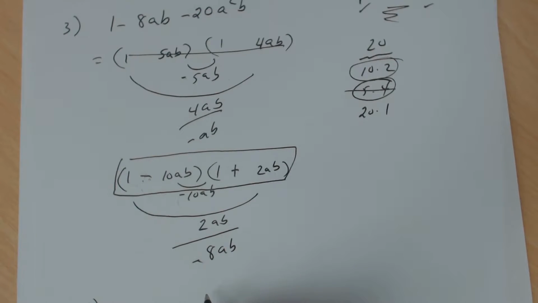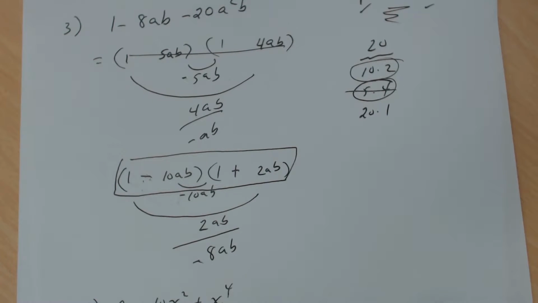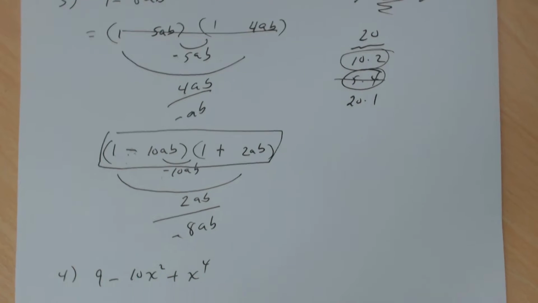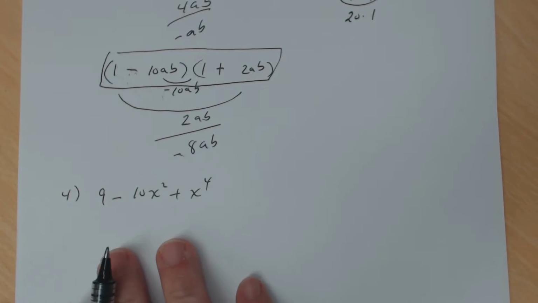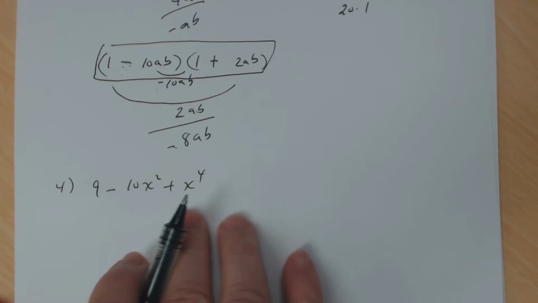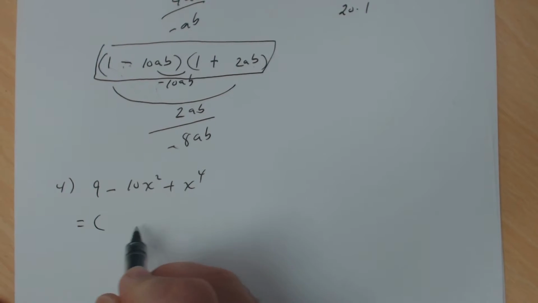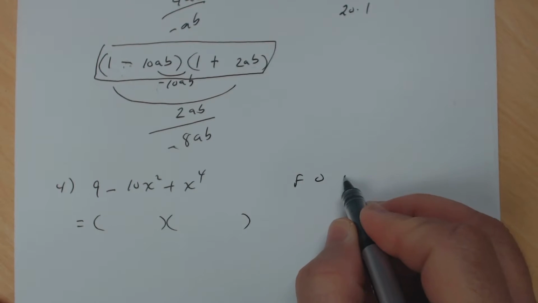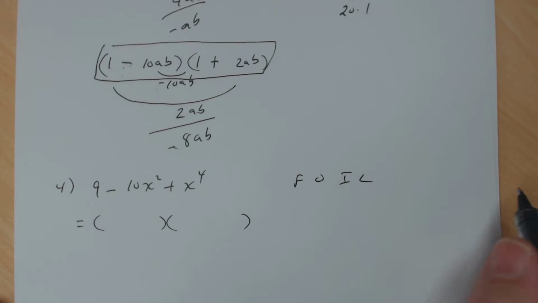Suppose we had 9 minus 10x squared plus x to the 4th. Okay, so the GCF is 1. I'm going to go ahead and leave it in that order, so I'm going to go directly to the two binomials. All right, and let's use the idea of FOIL and trial and error.